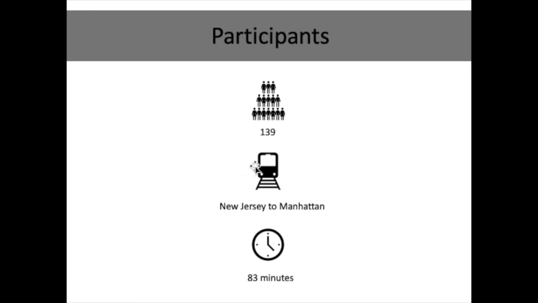Okay, so participants had been on the same commuting route for an average of 82 months. So these people have been commuting for 82 months on average. And their average duration of commute to work was 83 minutes. So going from New Jersey to Manhattan and back, it takes them about 83 minutes per day. Okay, that could be stressful.